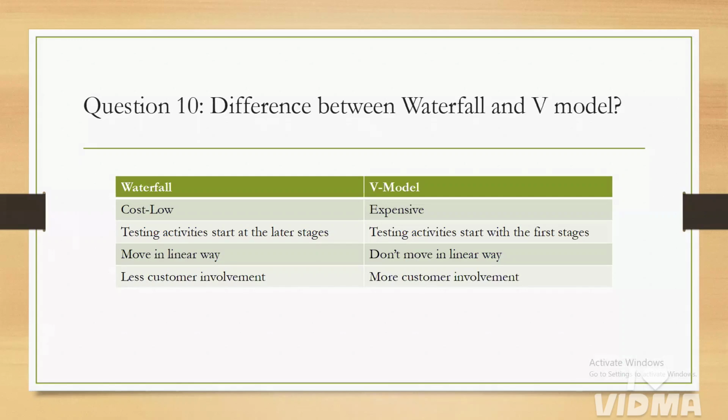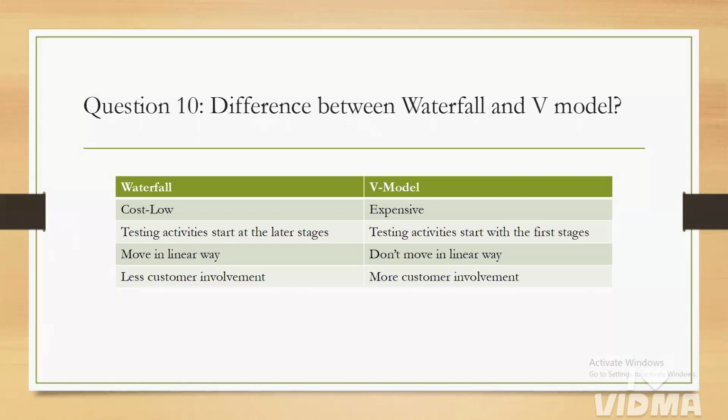Okay. And waterfall moves in a linear way. Linear way means after completing one stage, we go forward to the next stage. Whereas in the V model, development and testing are done in a parallel way. Okay.